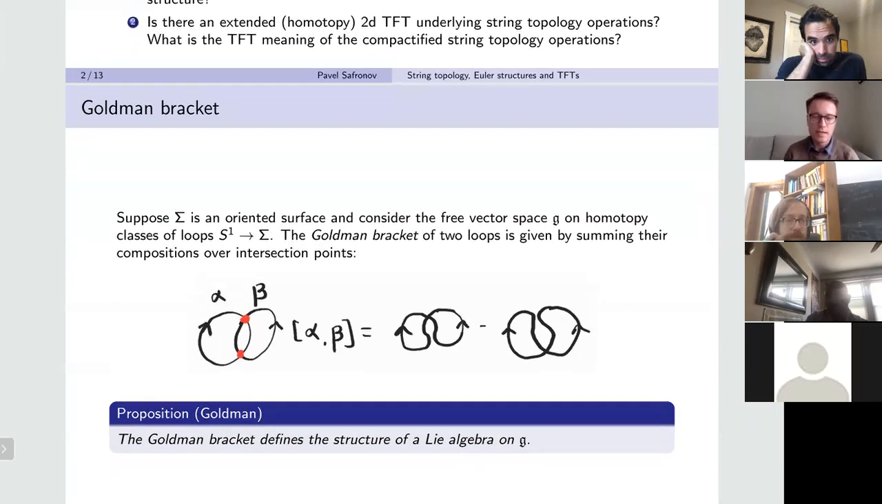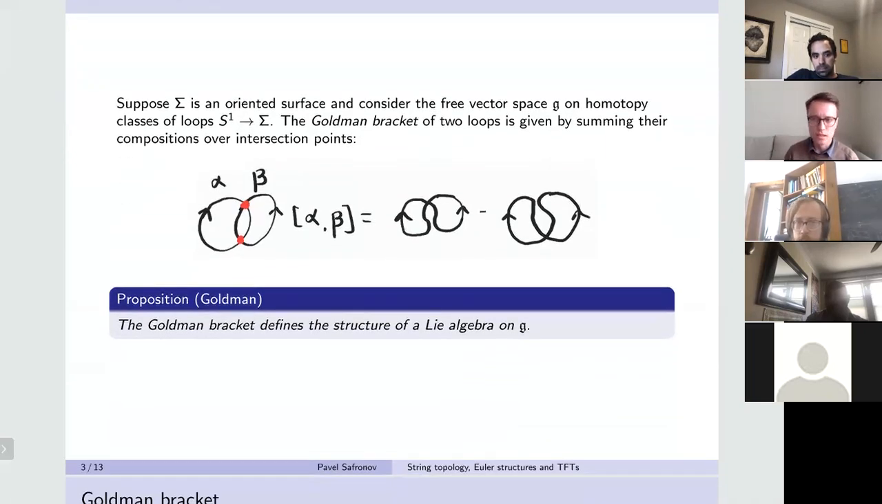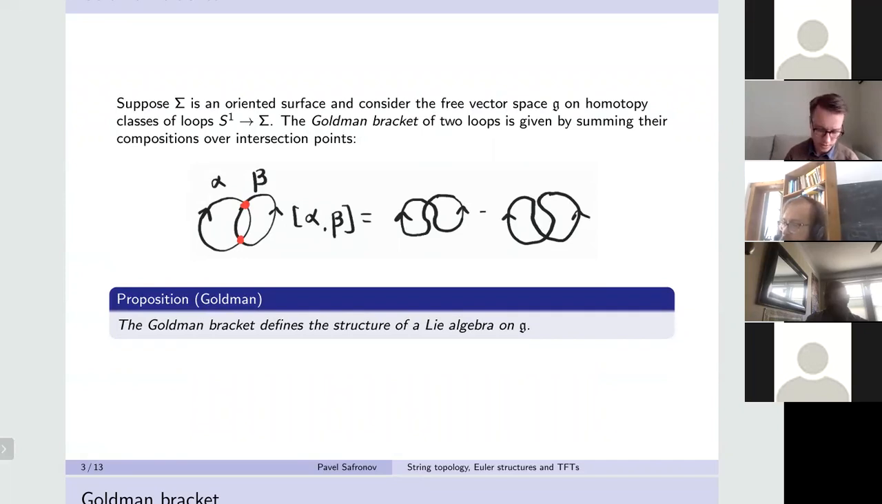The claim, a proposition of Goldman, is that this is actually a Lie bracket. It's antisymmetric, which is relatively easy to see just because you're doing signed intersections. And maybe a little bit more difficult is the Jacobi identity. Okay, let me explain the motivation for the Goldman bracket, the reason he actually introduced this bracket.